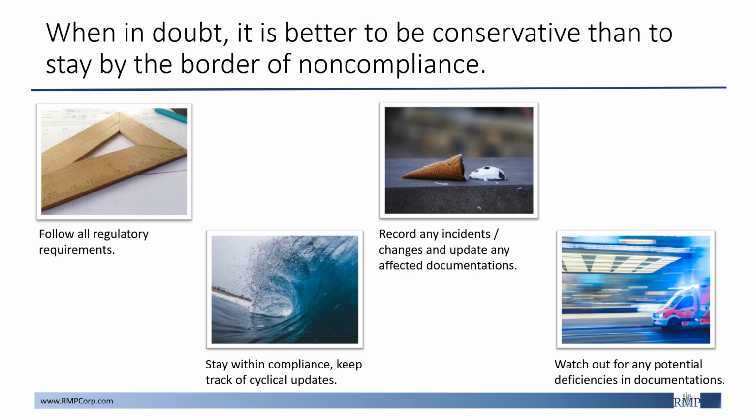Finally, to summarize, our suggestion is that when in doubt, it is better to be conservative than to stay by the border of noncompliance. You can do so through the following. Follow all regulatory requirements. Stay within compliance. Keep track of cyclical updates such as 5-year PHA updates and 3-year compliance audits. Record any incidents or changes and update any affected documentation. And lastly, watch out for any potential deficiencies in documentation and make sure that you pick them up before the inspectors do.